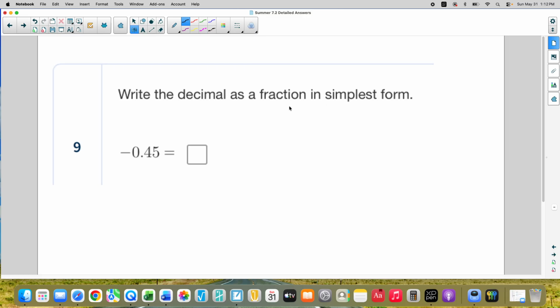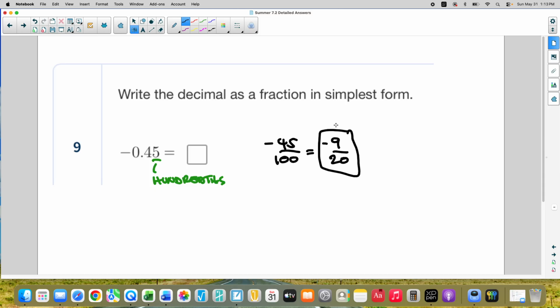Write the decimal as a fraction in simplest form, so we get negative 45 over 100. How did I get 100? Because it goes to the hundredths place. And now we have to simplify. So 5 goes into 45 9 times, and 5 goes into 100 20 times. So negative 9/20.